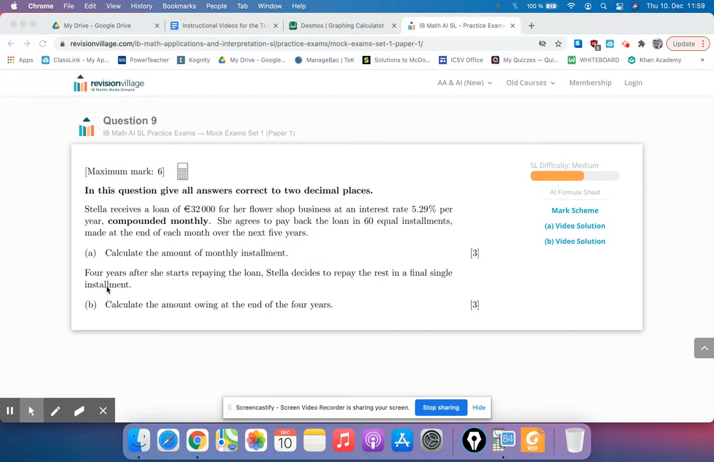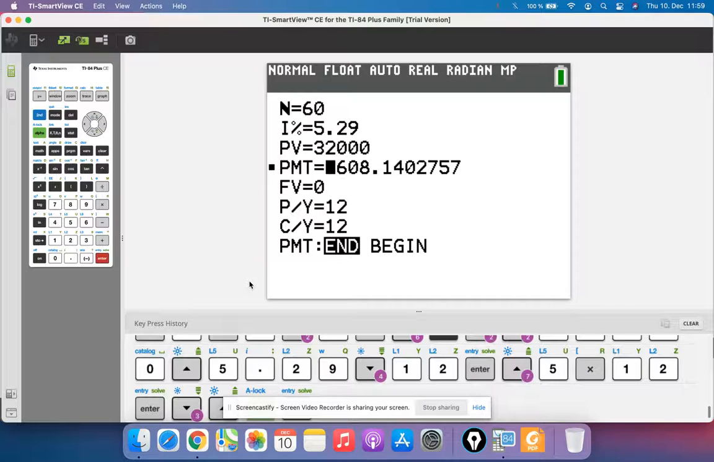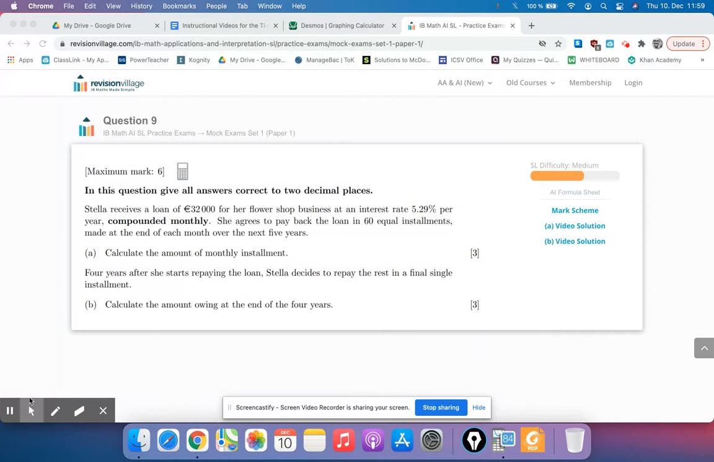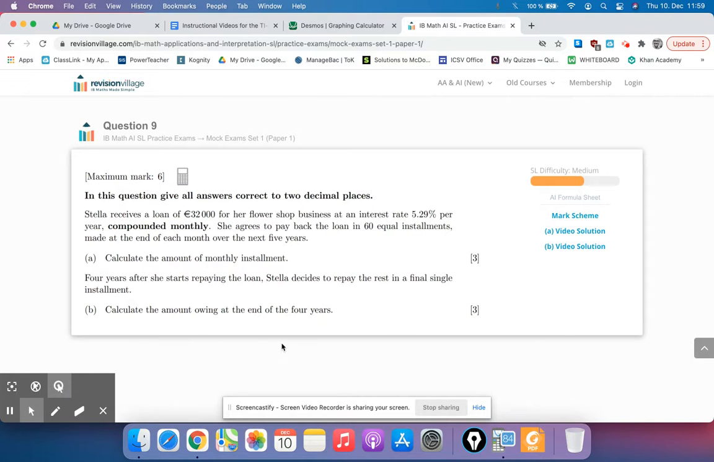Now, to answer part B, 4 years after she starts repaying the loan, Stella decides to repay the rest in a final single installment. Calculate the amount owing at the end of 4 years. So in order to answer this question, we just need to change from, instead of 5 years, to 4 years. And now, if we're going to calculate the amount we owe at the end of 4 years, we're now solving for the future value. So go back to my calculator.